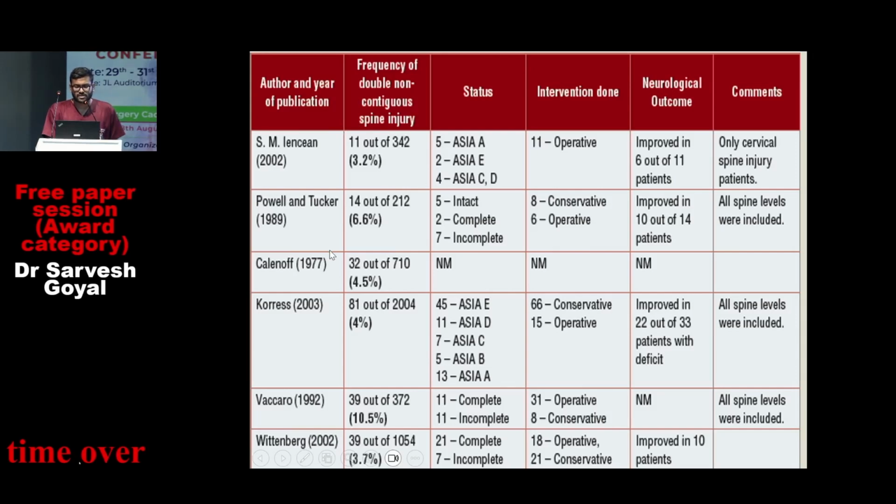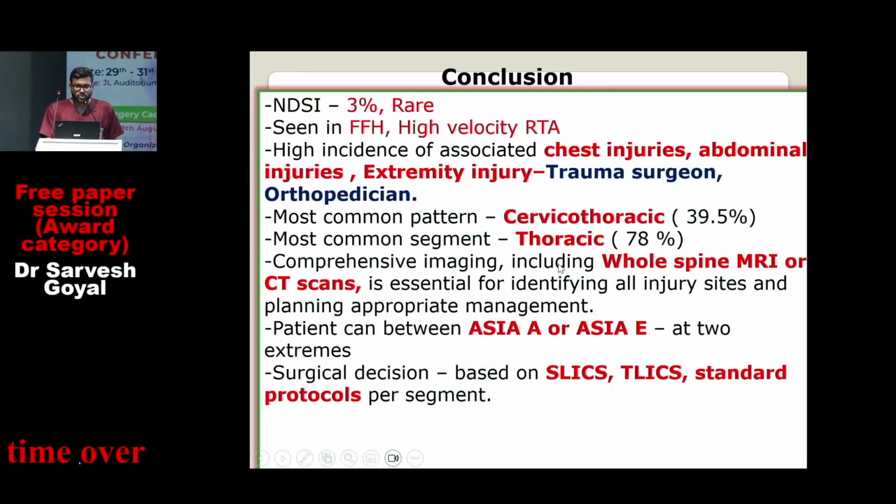The earliest study was done by Kalinov in 1977, and the latest that is available is by Wittenberg and Einstein in 2002. The prevalence in these studies also ranges from 3.2 to 10%. So the conclusion is that dual spine injuries are very rare, seen in 3% of spinal injuries.